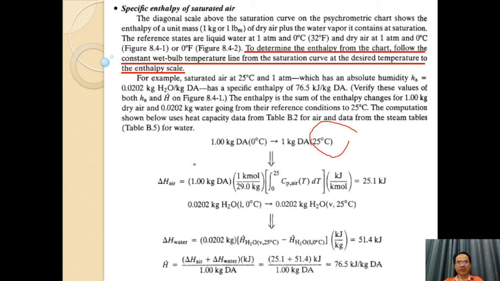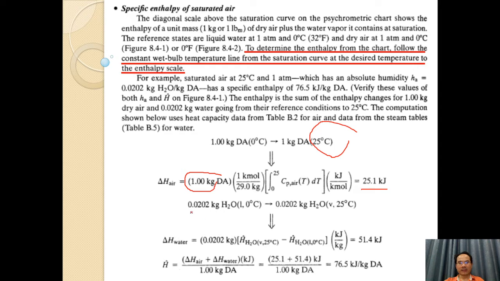You change from mass to mole, since you know the mass of dry air. The molecular weight of dry air is 29 kilogram per kilomole. For this case, the temperature change is from 0 to 25, and you calculate by integrating from 0 to 25 Cp air dT. You get 25 kilojoule. And the next step, we talk about the water.